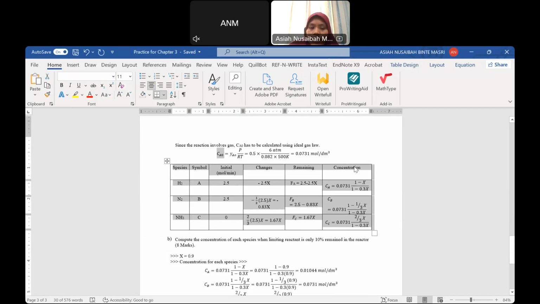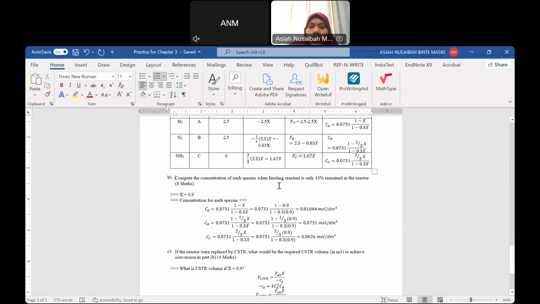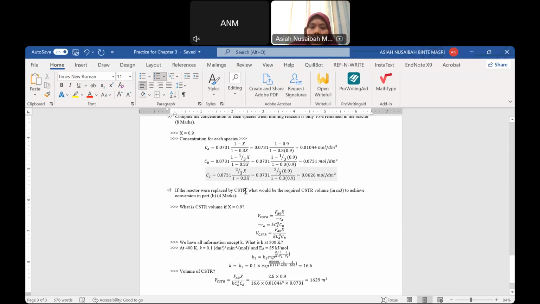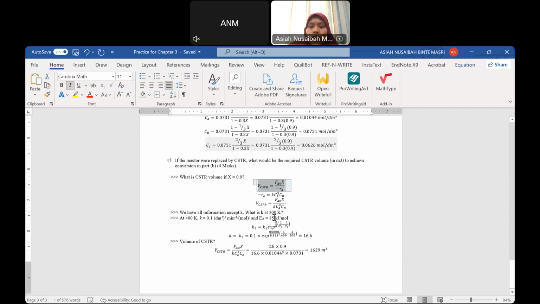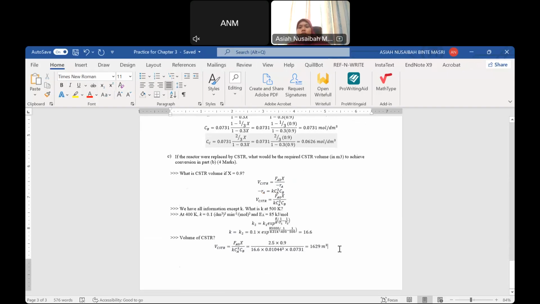So you have solved part A. Then solve part B, where you want to find the concentration itself. You know X, so you simply find Ca, Cb, and Cc. Okay, then the next question, they ask for CSTR. You have to know the formula for finding the volume of CSTR. You have to relate the K by calculating K for our temperature, which is 500 K, with the K at the temperature given, from the equation. Find the K, put it into the equation, and now you solve the volume of CSTR, okay?